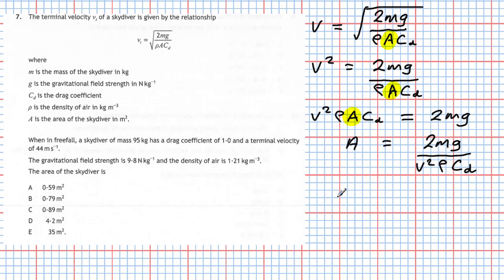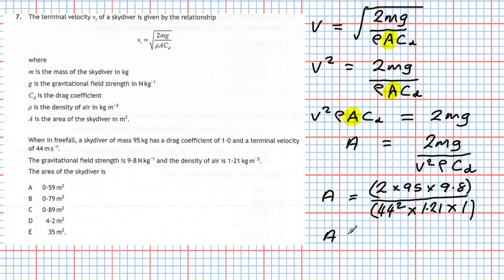Now all we have to do is be very, very careful. We've done all the amazing hard work here, and all we have to do is just put in the numbers. So in the numerator we've got 2 times the mass of the skydiver, which is 95, so it's 2 times 95 times the gravitational field strength, 9.8. Put a bracket around that to help your calculation. Divided by V squared is the only tricky part, 44, and we have to square it. Remember, it's V squared. Multiplied by the density, which we found out is 1.21, and then finally multiplied by the drag coefficient CD, which we're told is just 1, so it's multiplied by 1 at the bottom. Put a bracket around that.